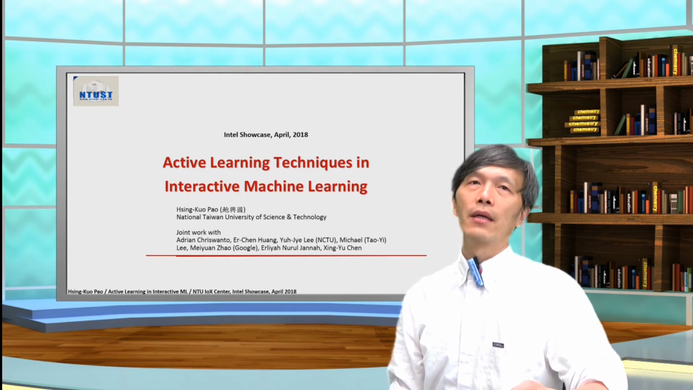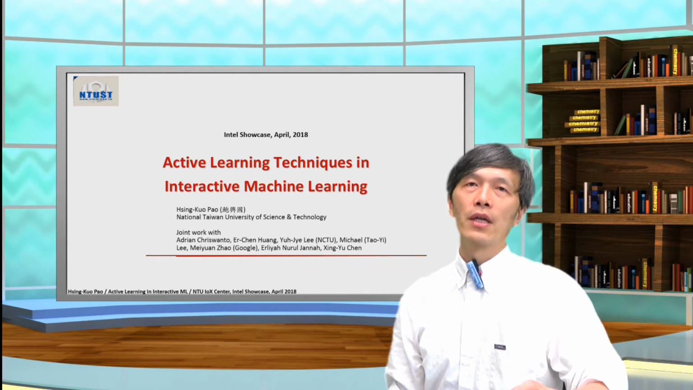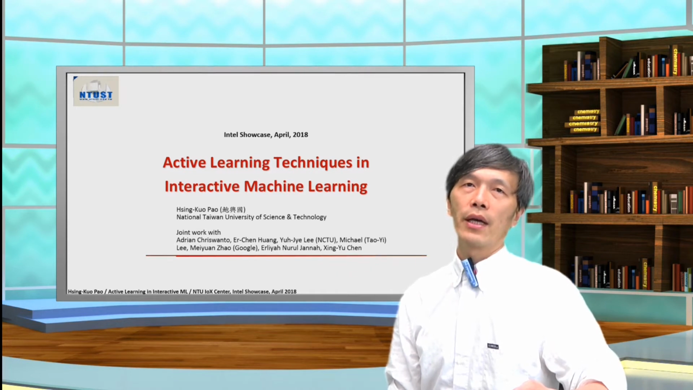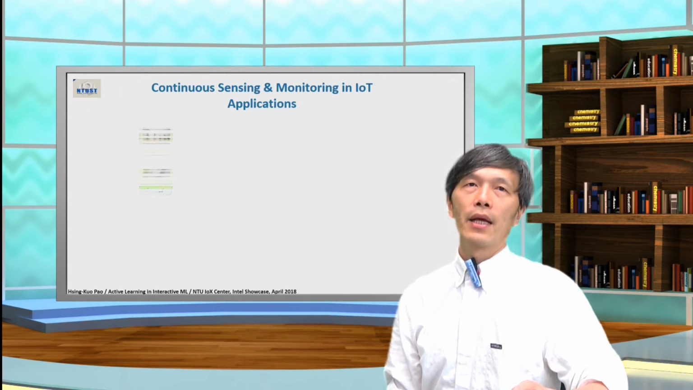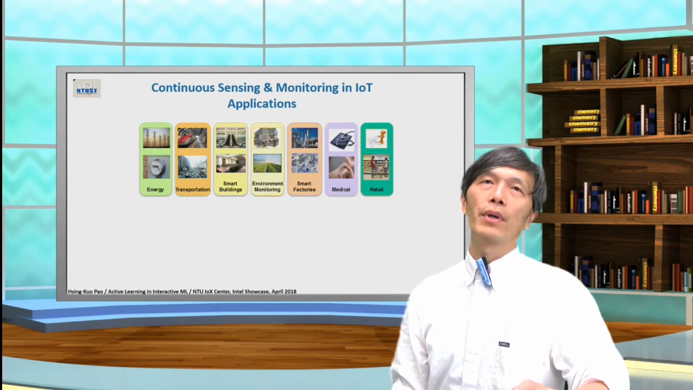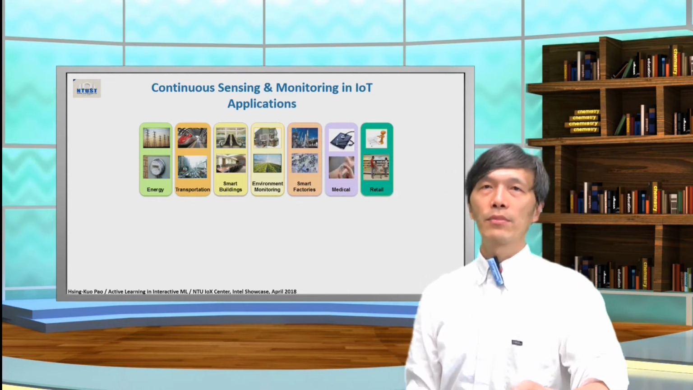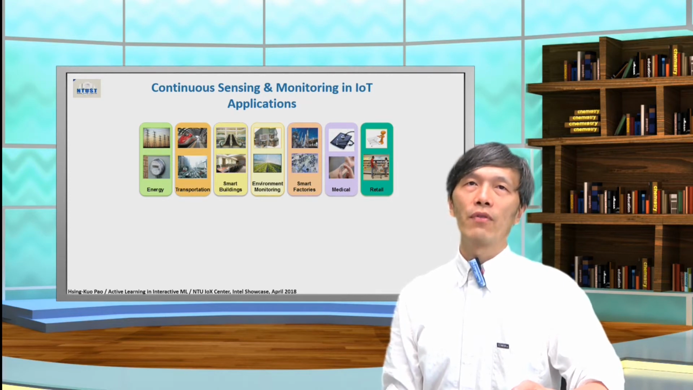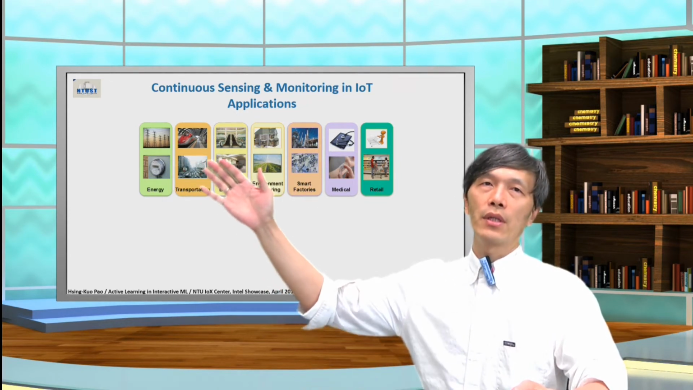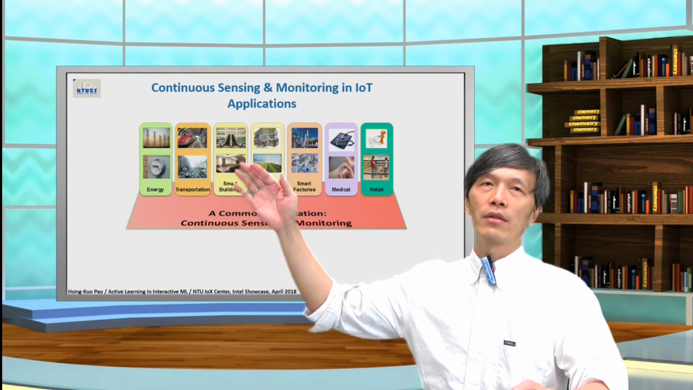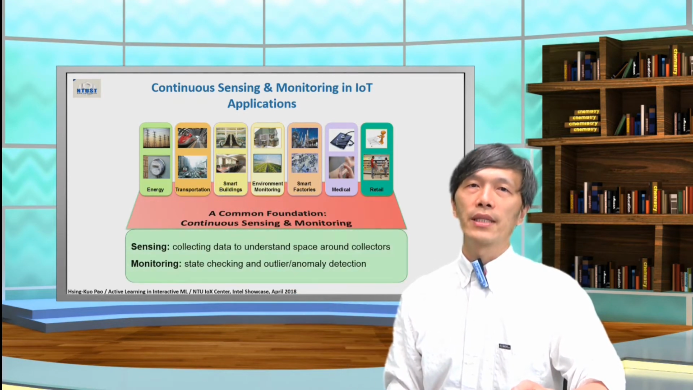As you can see, active learning technique will be one of the focus, but beyond that we will also talk about interactive machine learning that can be realized in a smart factory scenario. So here is our outline. In the past few years we have spent tremendous efforts on the research of IoT and data analytics. We have been working on several different applications such as transportation, smart building, and smart factory, etc.